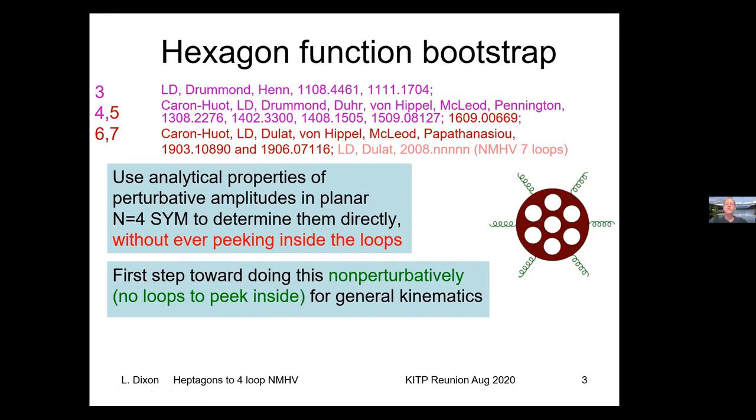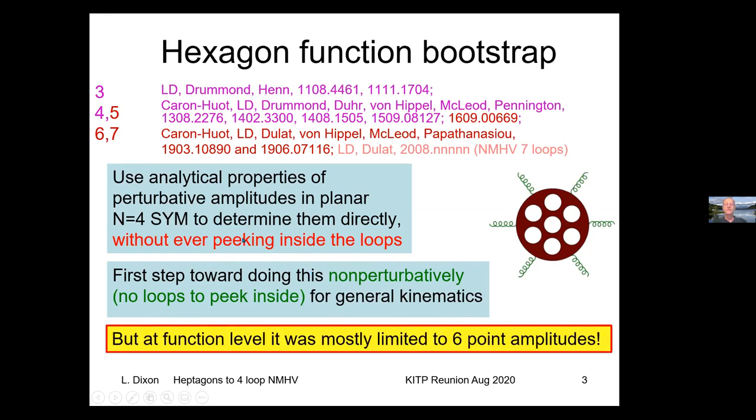And we can poke at various limits where there is some non-perturbative information available and eventually try to meld it all into a finite coupling description of arbitrary scattering amplitudes. At least that's the dream. But so far at function level, this whole game for arbitrary kinematics was mostly limited to 6-point amplitudes.